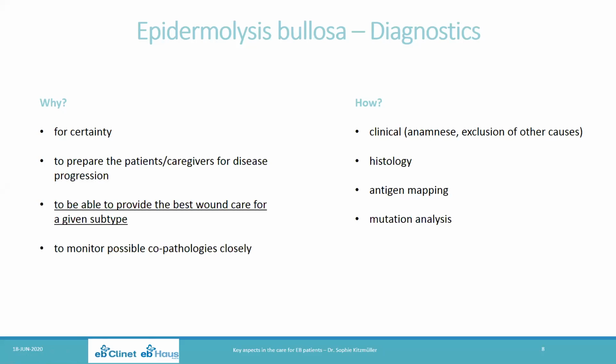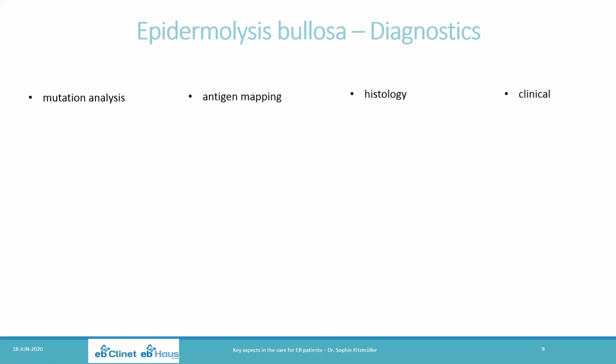And how can this be done? Of course, the first thing you will always do is a clinical diagnosis. You're going to take an anamnesis. You're going to exclude other causes. You can also do histology, antigen mapping, and mutation analysis.